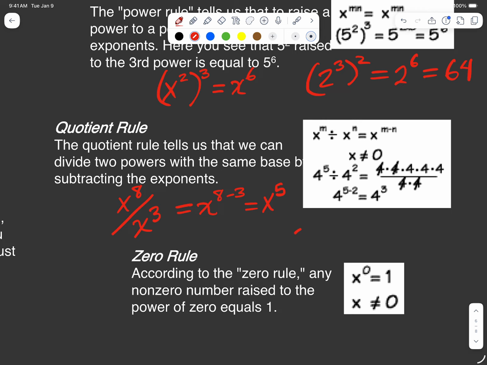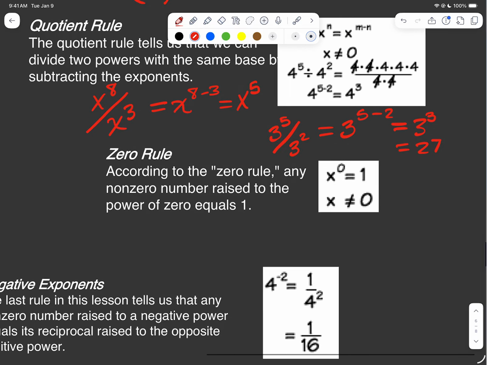Or another example, if we had 3 to the 5th divided by 3 squared, the bases are the same, so we do 3 to the 5 minus 2, and we get 3 cubed, which equals 27.